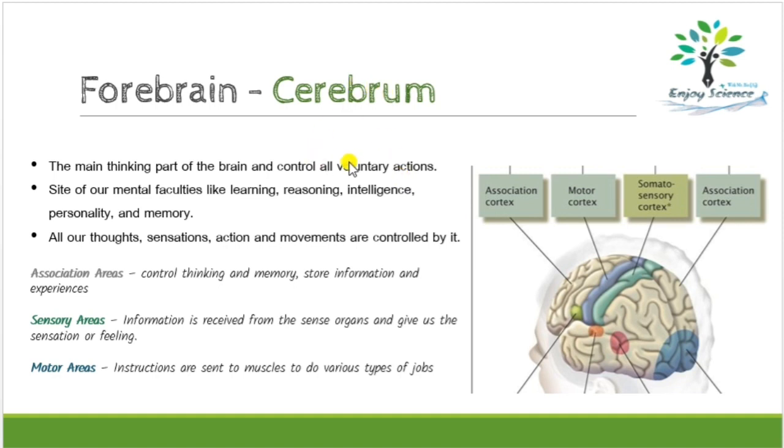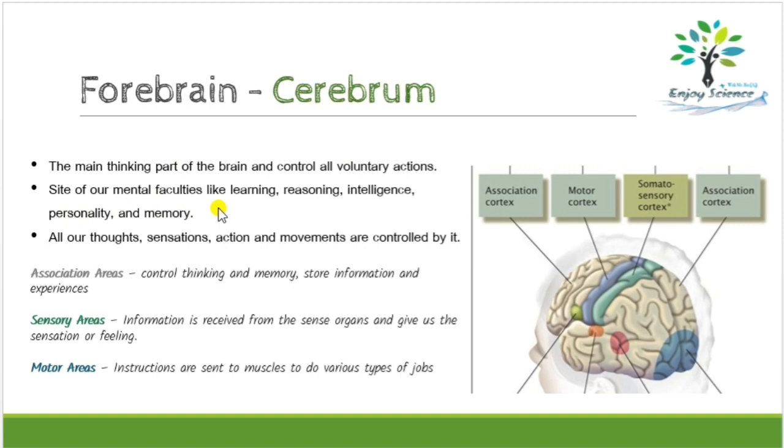And also it controls all the voluntary actions. Voluntary actions means the actions which are controlled by you, which are under the control of your will, your conscious thought. For example, if you want to raise your hand, you can raise your hand. If you want to sit, you can sit. If you want to stand, if you want to run, you can run. So all these voluntary actions are also controlled by the cerebrum.